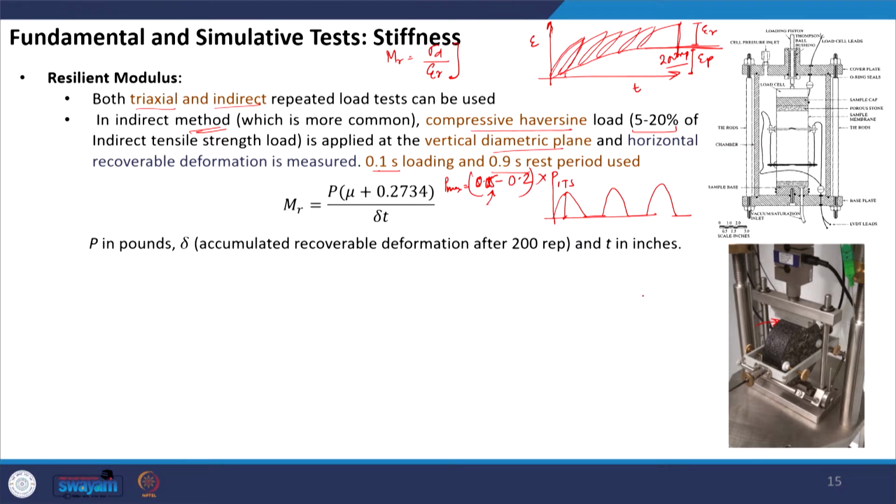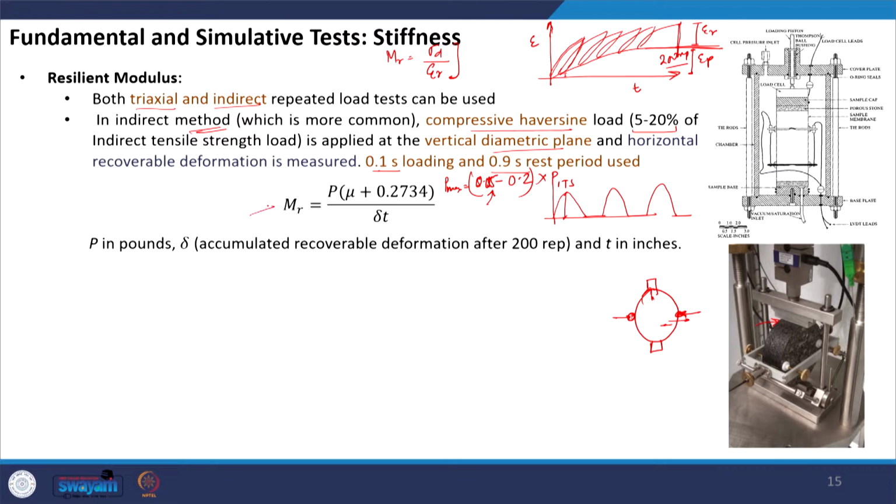What we measure here, if this is the sample which is subjected to the indirect loading, we are measuring using LVDTs the horizontal recoverable deformation. So, when you give the loading, this will expand and this will come back again. The LVDT keeps on monitoring how the deformation is generated in the sample, and using that deformation we can calculate the strain generated in the sample, and we can calculate the recoverable strain using some calculation procedure.